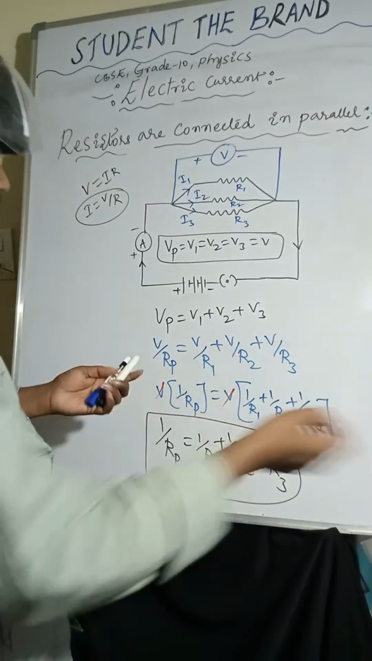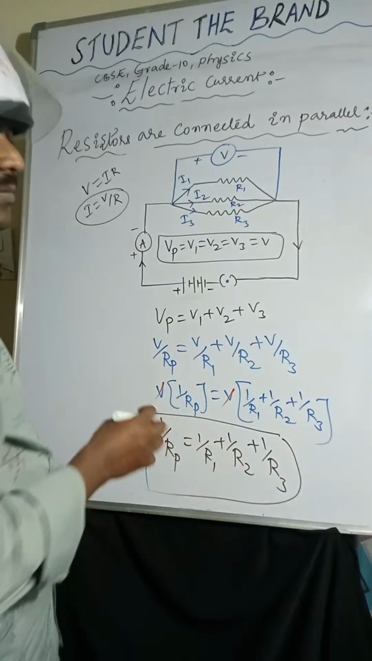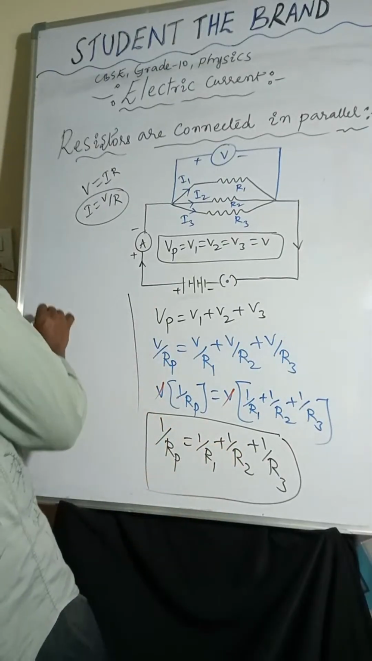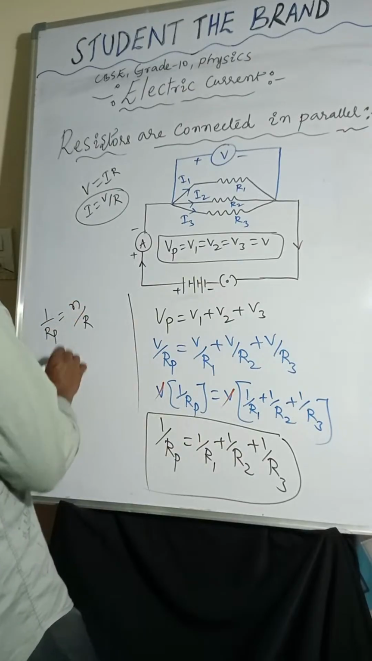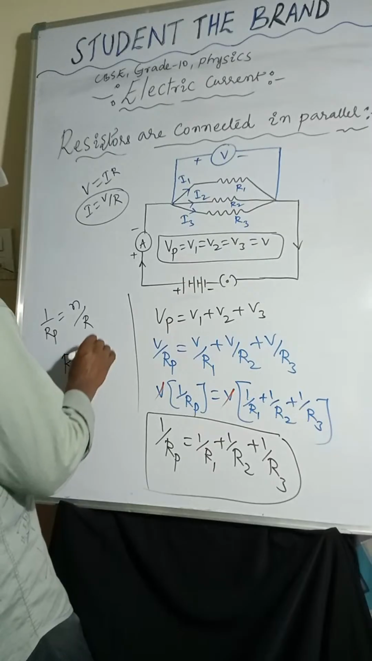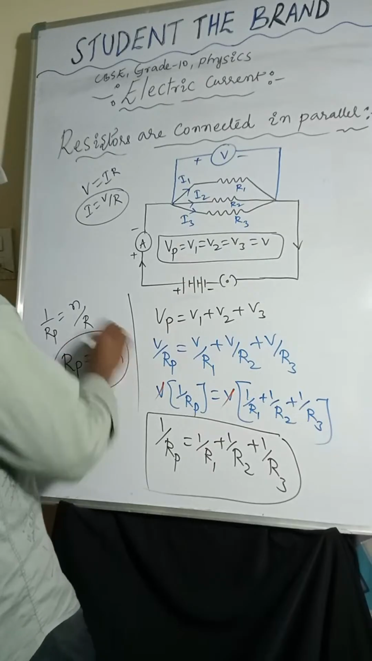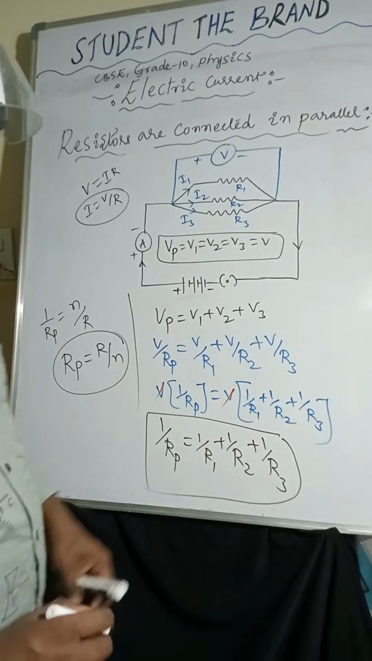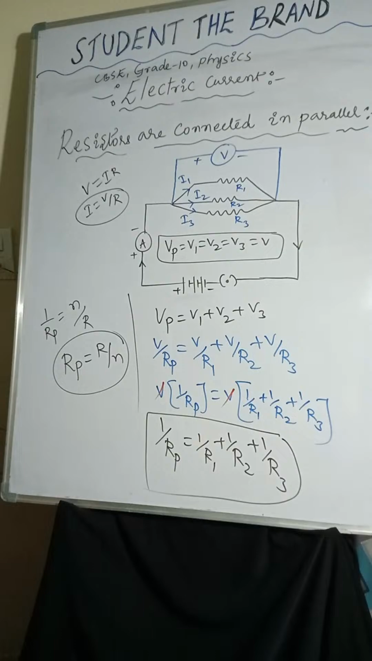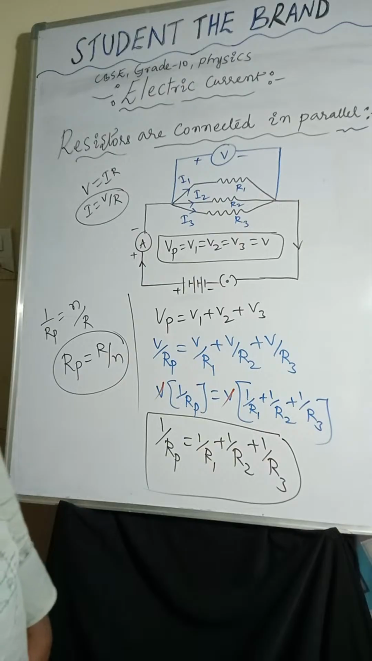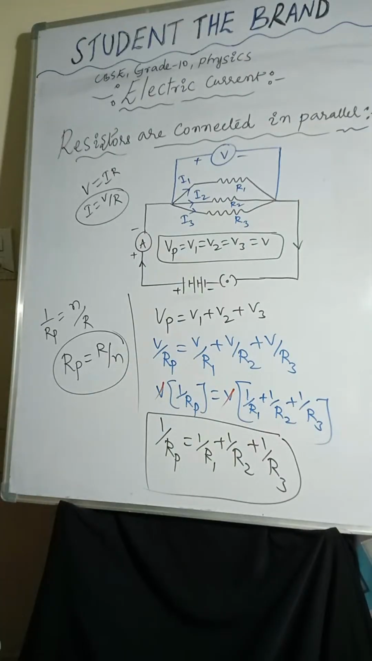If n number of resistors are connected in parallel combination, then 1 by Rp equal to n by R, that is Rp equal to R by n. Okay, is it clear? Just check once. Resistors connected in parallel combination.